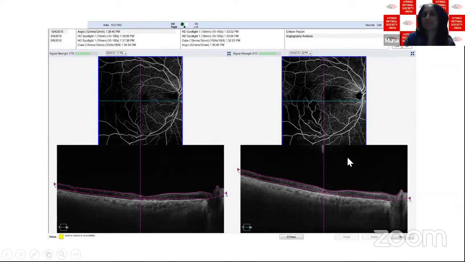Everything looks the same. But if you look carefully, you see that vascular changes have become more pronounced. These are very subtle changes that can be picked up on an OCTA, which may not be evident to you otherwise.